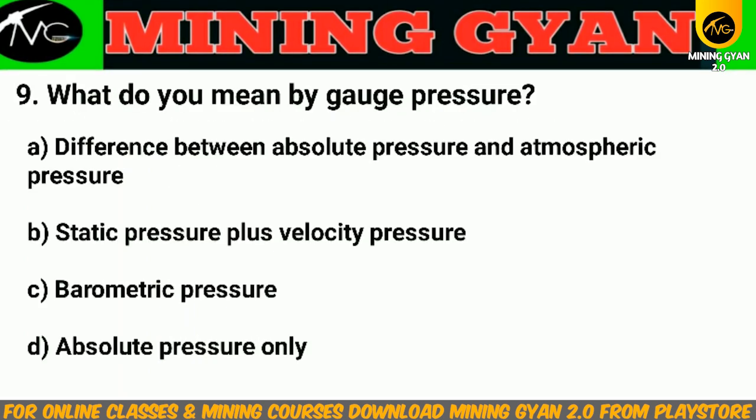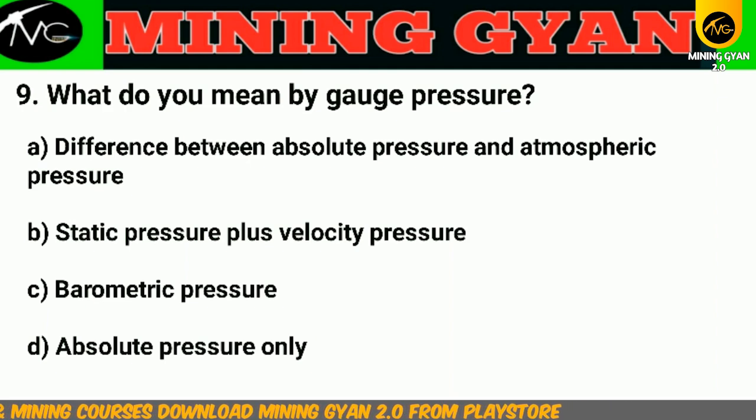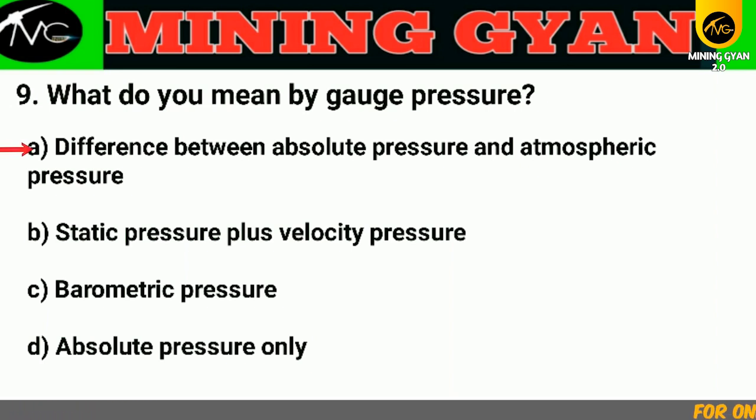What do you mean by gauge pressure? A. Difference between absolute pressure and atmospheric pressure. B. Static pressure plus velocity pressure. C. Barometric pressure. D. Absolute pressure. Right option is A. Difference between absolute pressure and atmospheric pressure.